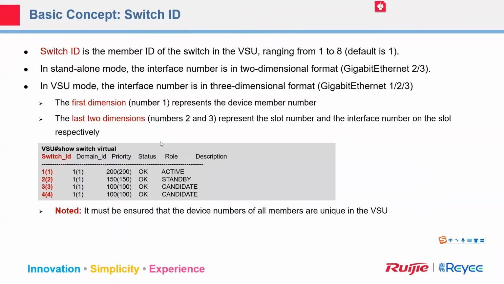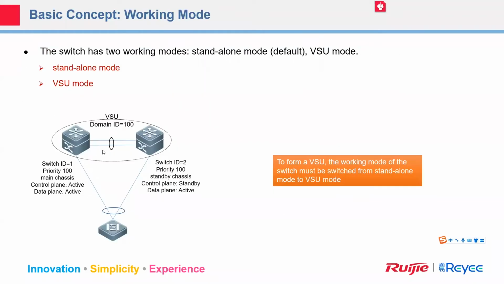And another thing about the VSU, we have some parameters like the switch ID. In the same VSU, we have the same domain ID. Of course, one switch only has one domain ID. For example, now all the domain ID is 100. The switch ID is 1. A switch ID should be different in the same domain.